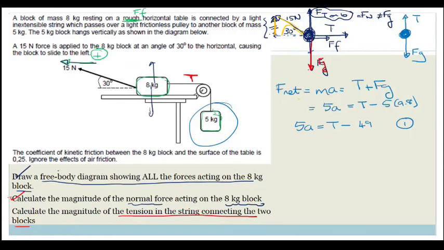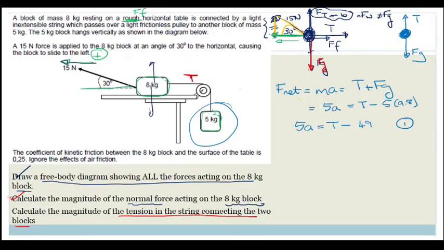Now we need to look at the 8 kilogram one. And before we can do that, we actually need to work out this horizontal component here, because this horizontal component of this 15 newton force is the component that's actually pulling this to the left, okay, not the 15 newtons. The 15 newtons is doing two things. It is pulling it to the left and it is lifting it up, but only this horizontal component is pulling it to the left. So let's do that.